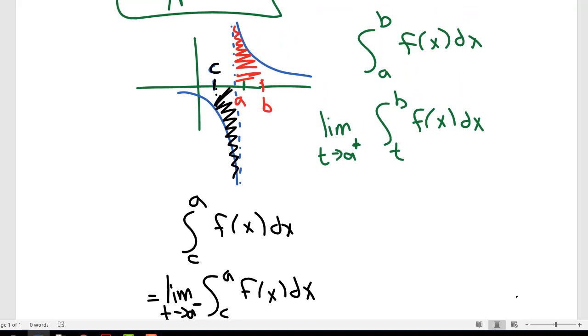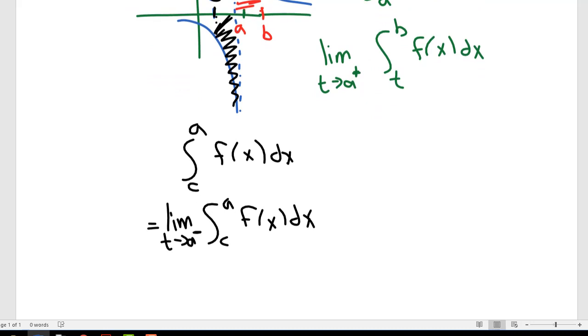What if I am going from c to b? In that case, I would actually have to break this up into two separate integrals. I'd have to go from c to a and then from a to b, because I have possibly infinite area through both of those regions. So a third scenario, and you've got to be a little careful with these, because sometimes this division by 0 is hidden inside the interval of integration. So let's say I'm going from c to b there.